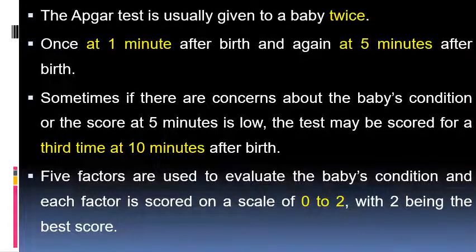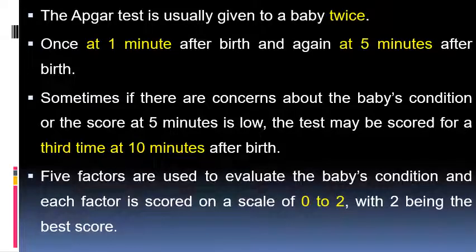And what is the frequency of doing this assessment? Mainly it is done twice immediately after birth, that is once at 1 minute after birth and again at 5 minutes after birth. And we do it these two times to understand the differences in the score the newborn baby gets. So sometimes if there are concerns about the baby's condition or the score at 5 minutes is low, the test may be scored for a third time at 10 minutes after birth.